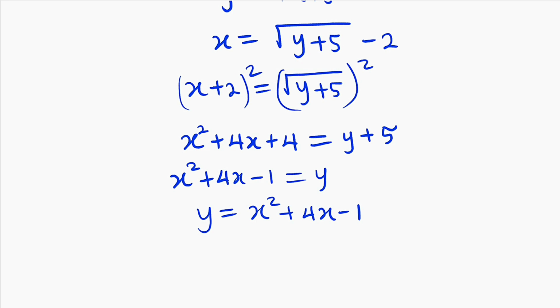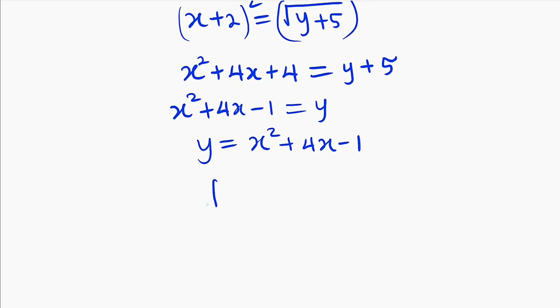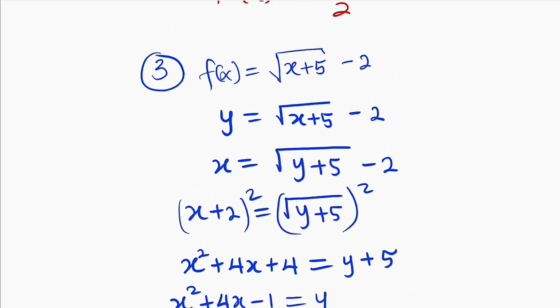And lastly, we are going to replace y with f inverse of x. Therefore, our inverse function is nothing but x squared plus 4x, then minus 1. And hence, this is our inverse function, if and only if this is our original function.